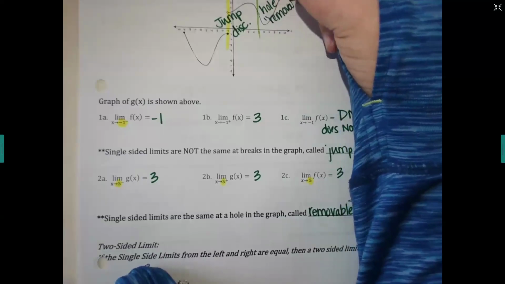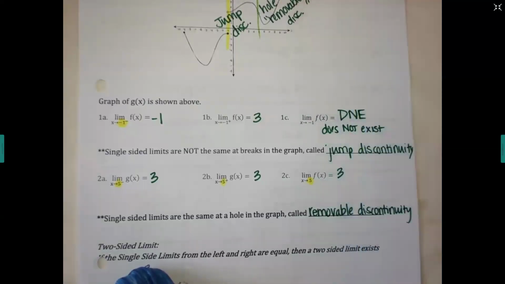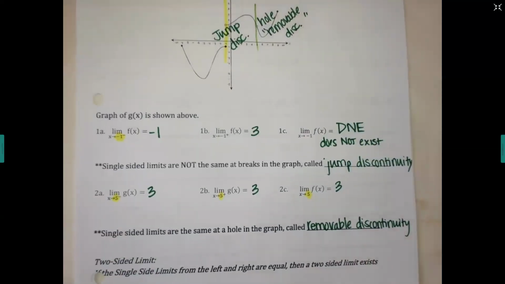Okay, and in pre-cal, a lot of times we called that a hole. But really the technical term is removable. So if you want to label that in your picture, a jump is where left and rights are totally separate numbers. Removable is where they're approaching the same value, but you have a hole.